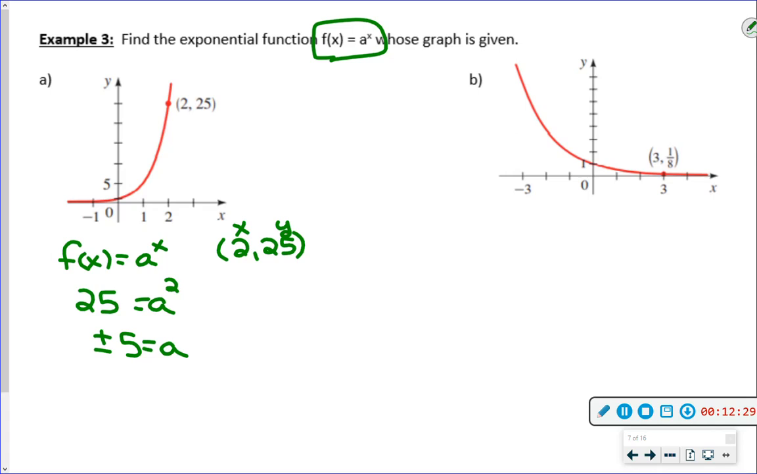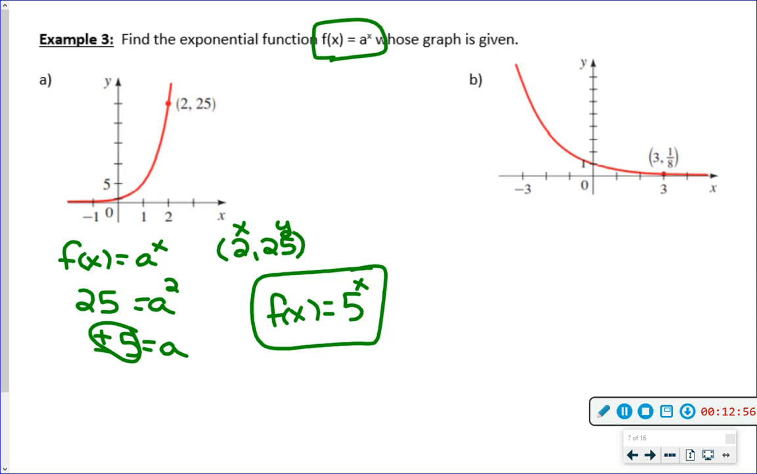This is why I went on that whole tangent on the last problem about, there's always a method to the madness, increasing versus decreasing. This one's increasing, so I know a should be over 1. So I'm going to use 5, positive 5. That's kind of a bad circle job there, positive 5. So my final answer, I'm going to put f of x equals 5 to the x. So plus or minus, I just rejected the negative because we had an increasing function.